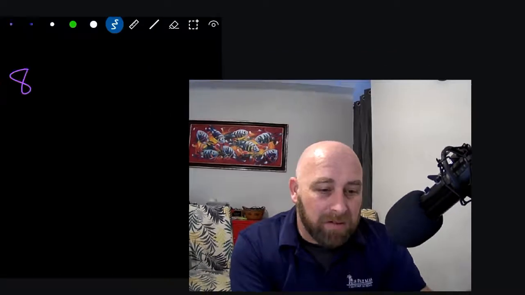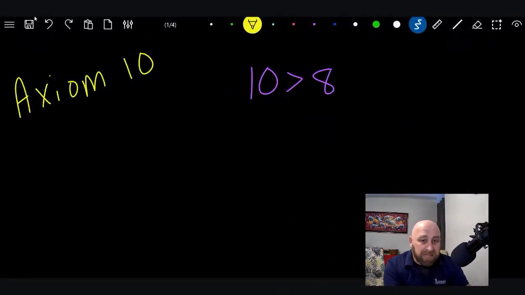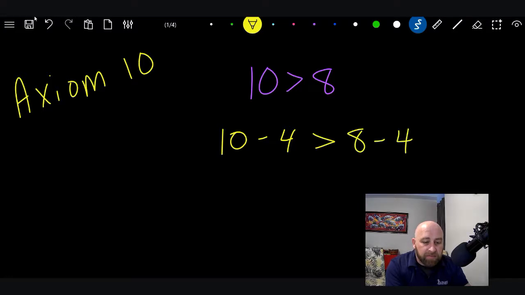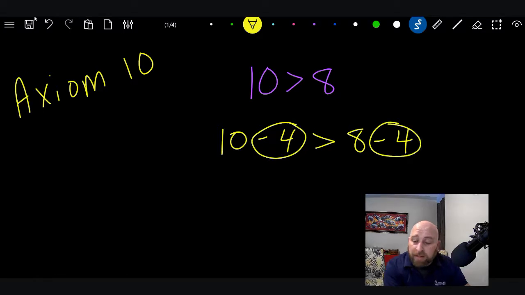Okay, let's read axiom 10. It says, if equals are added to or subtracted from unequals, the results are unequal in the same order. What does that mean? Well, let's say I take the number 4 and I say 10 minus 4, and we're going to keep the sign the same, is greater than 8 minus 4. Notice that I took equals. And the axiom says that you can do it with subtraction or addition. It says both. So we'll start with subtraction, and then we'll do one quick with addition too.